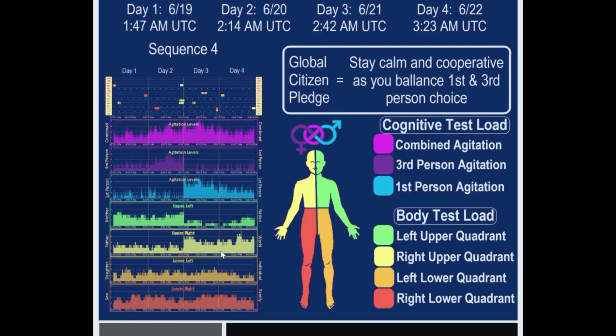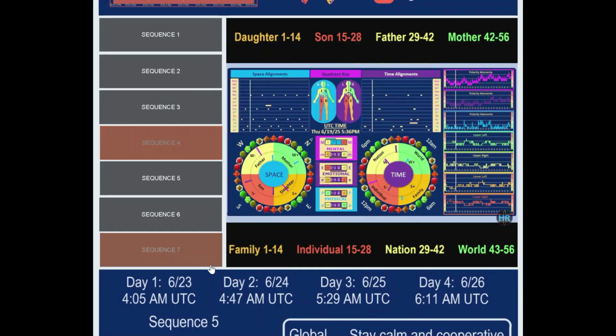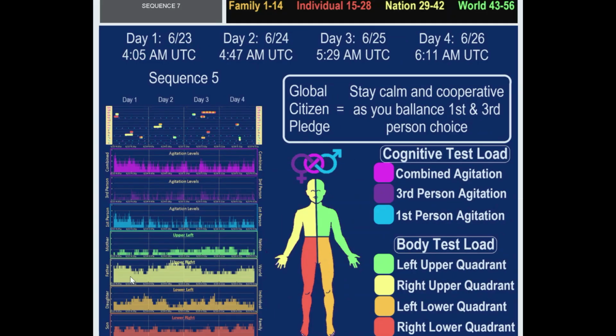This down here is telling you where the cycles are going to test you. And you can see when we get into this next sequence, for anybody that's been having right neck and shoulder pain or headaches this year, you're going to feel it more in sequence 5. That's what these are all about.